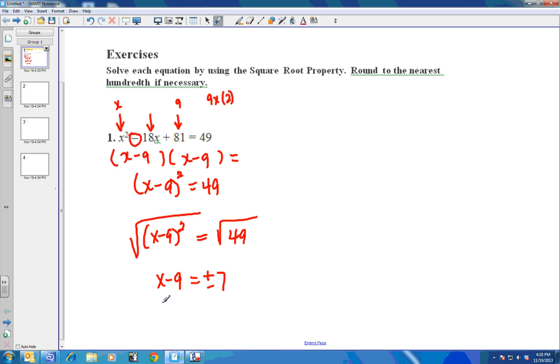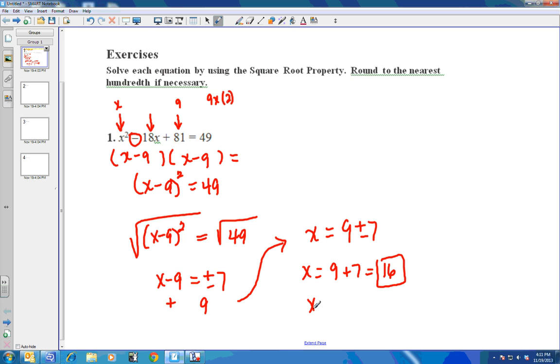Okay, now I need to solve for x, so I need to add 9 to both sides. Now when I write this, I write x equals, I have 9 plus or minus 7. Now that means I'm going to have two answers. I have 9 plus 7, which is 16, and I have 9 minus 7, which is 2. Okay, so 16 and 2 are my answers.